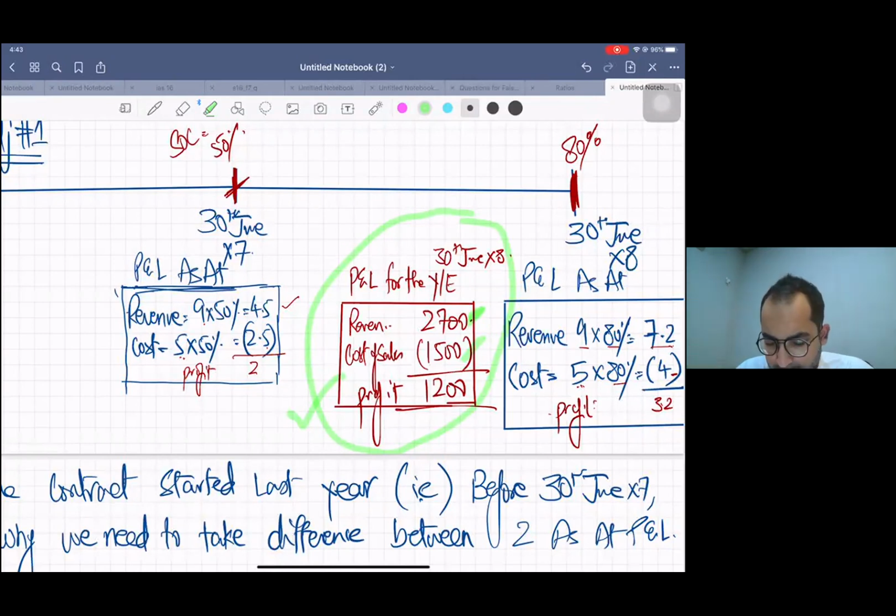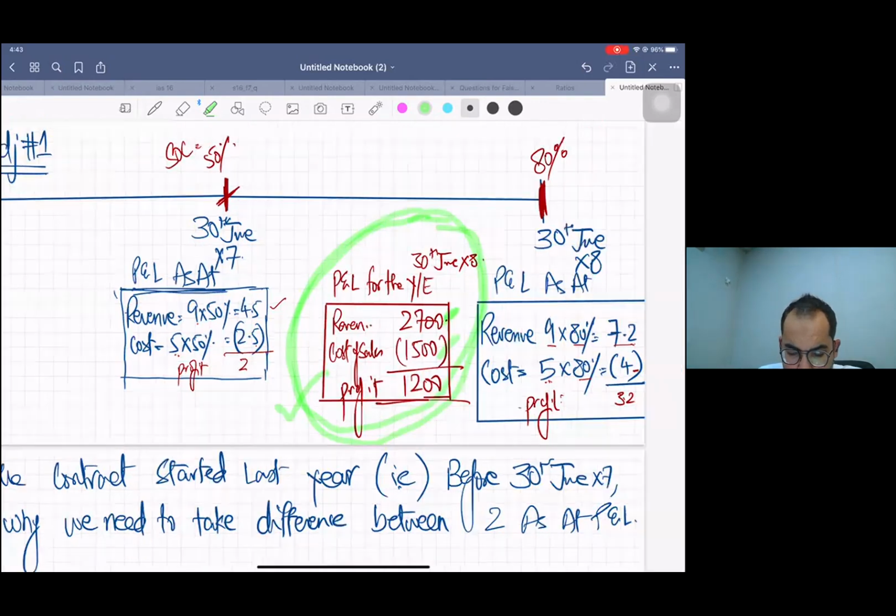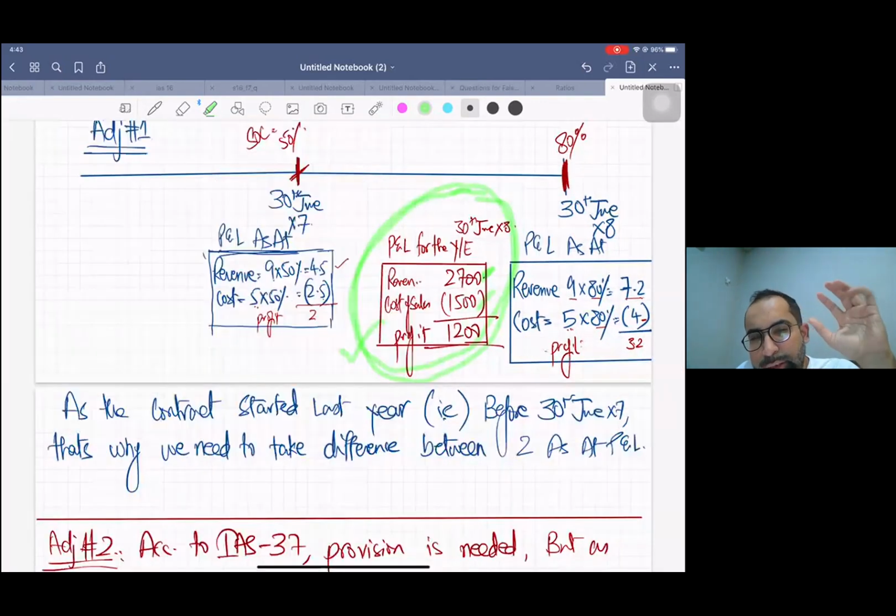Okay. So simply you have to adjust these numbers in the income statement. And now with the practical thing, you should also write a little bit theory. As the contract started last year, that is before 30th June X7, that's why we need to take difference between two as at PNL. Okay, so you should guide this as well.